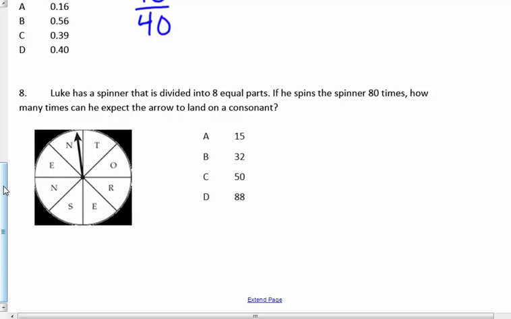Luke has a spinner that is divided into 8 equal parts. If he spins the spinner 80 times, wow, Luke, too much time on your hands. How many times can he expect that the arrow is going to land on a consonant? Well, N is a consonant, and T is a consonant, and R, and S, and N. 1, 2, 3, 4, 5 out of 8. But he's not just spinning it 8 times. He's spinning it 80 times. Well, that's an easy equal ratio problem to find. So I'll leave that one for you to finish on your own.